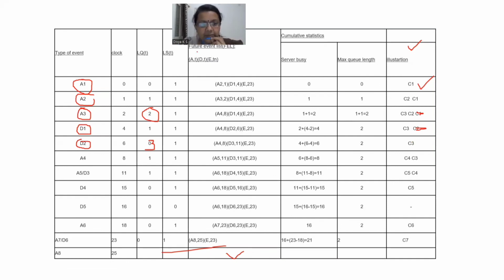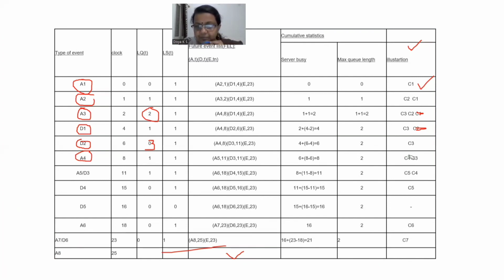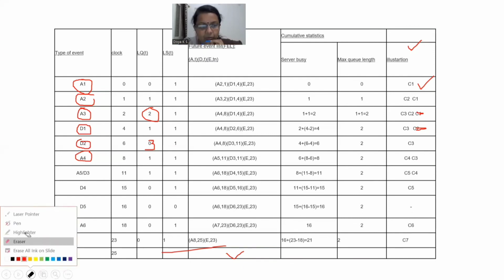Next, what happened? One arrival came. A4 came. So what will it be? The next person, that is C4. Okay, clear, right? It is very easy. Next, one arrival and one departure both happened. So now you see here, I will rub this out and I will tell you now.